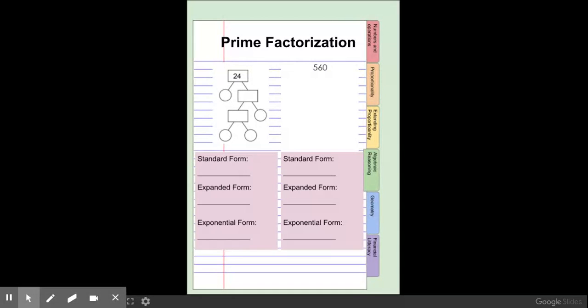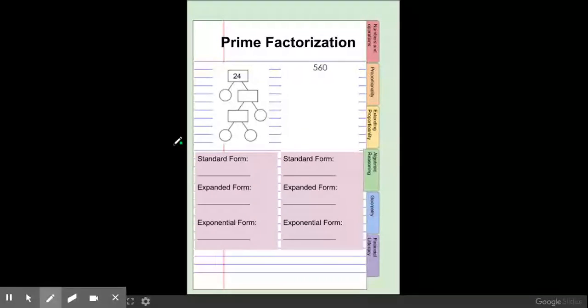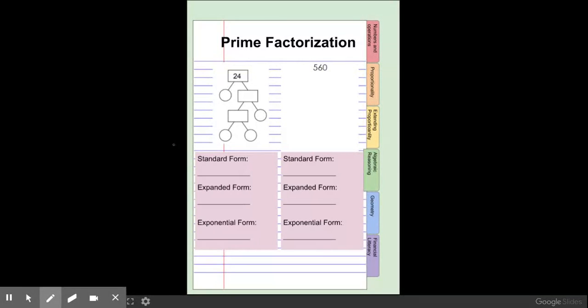Okay, so for the prime factorization, what we're doing is we're taking numbers and we are finding factors of those numbers that get us down to all prime numbers. Okay, so the example of how I'm going to look at this, and these factor trees can look differently depending on what numbers you use. I'll show you what I mean by that in a minute.